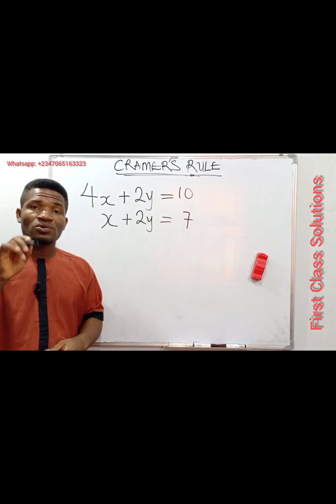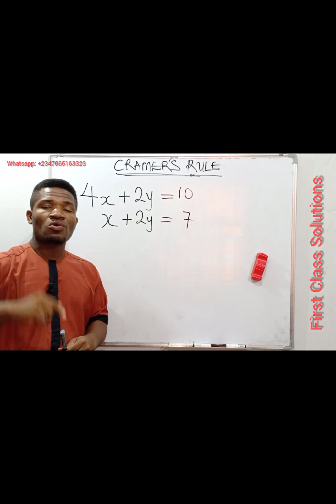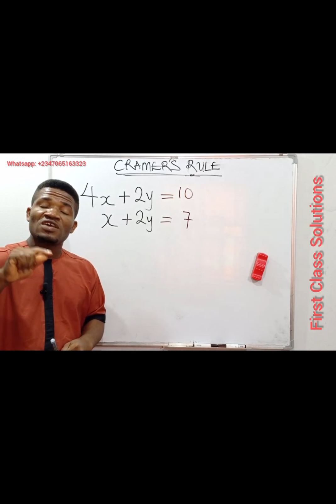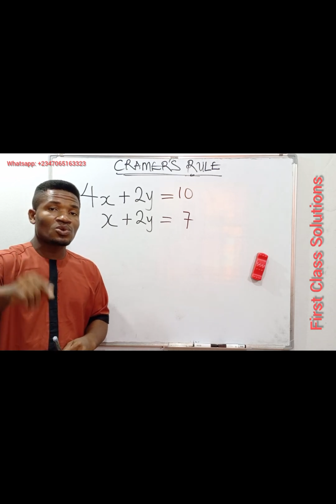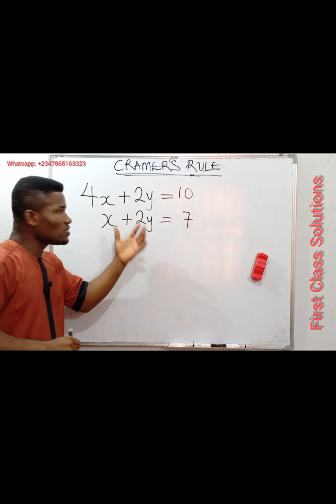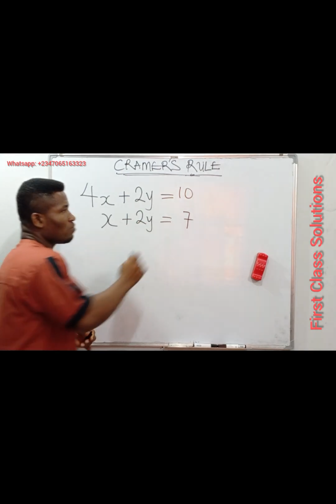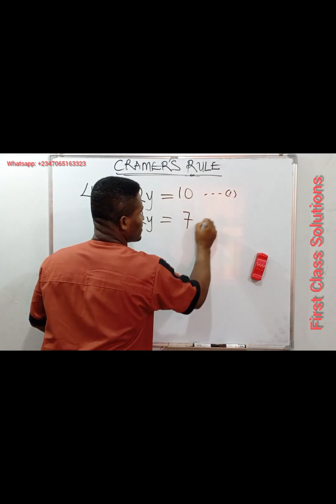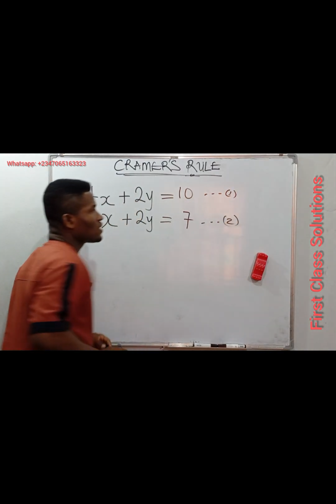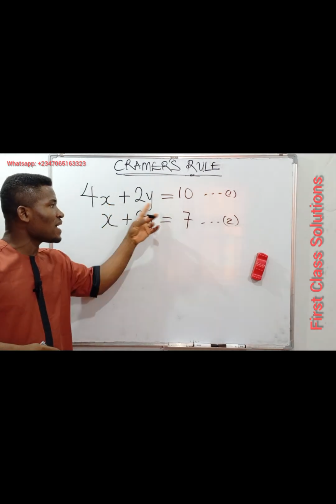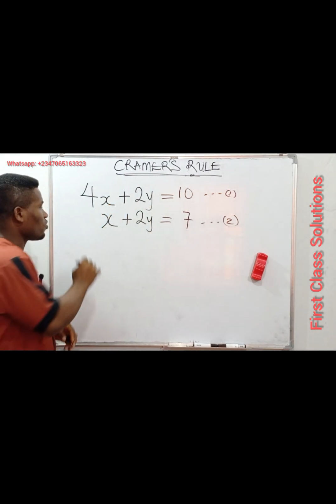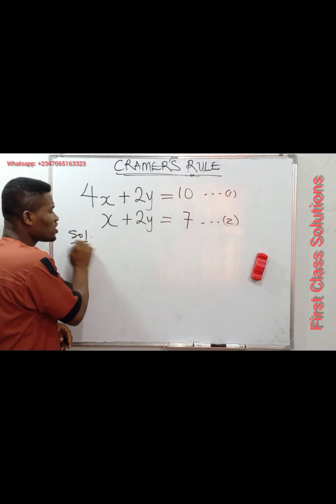In solving simultaneous equations, there is one method called Cramer's rule. Cramer's rule is very important because it is easy to apply when you want to solve simultaneous equations. Look at this simultaneous equation. We'll say this one is equation 1 and this one is equation 2. I want to solve to get the values of x and y using Cramer's rule. So how would we do it?